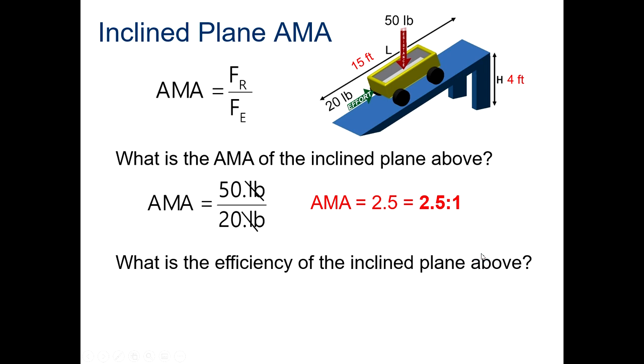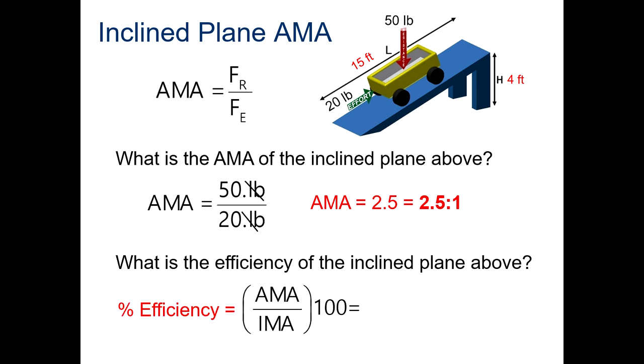So now if we want to look at the efficiency, it's going to be our 2.5 divided by the 3.75 or 3.8 that we came up with earlier. Then we multiply that times 100 to change it to a percent, and we get 67% efficient.